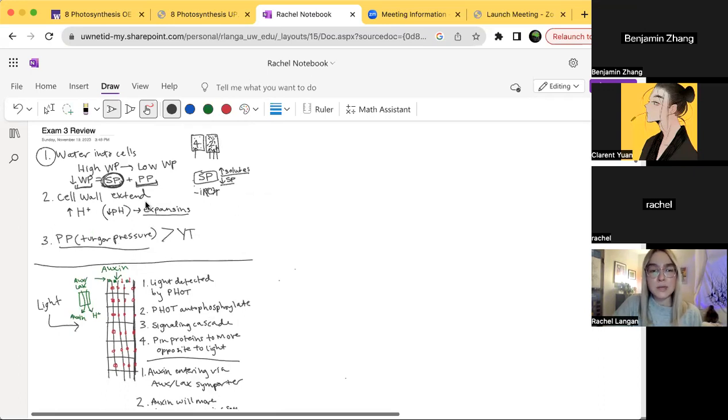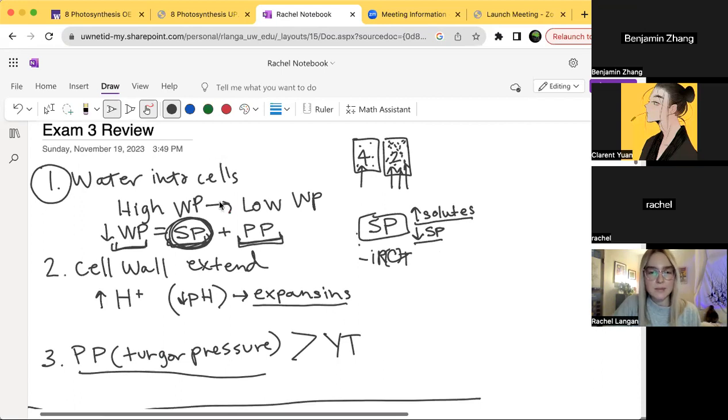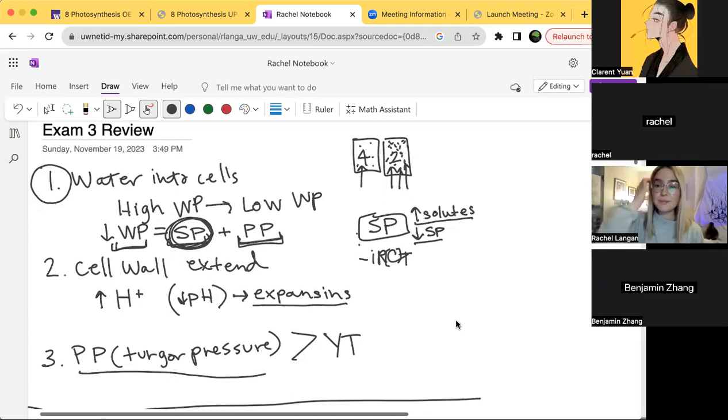And then you should also know the basics of water potential that I went over at the beginning. Like, could you calculate it, solute potential plus pressure potential? And do you understand that a lower water potential is going to have more water going in? Just that basic relationship. Okay, thank you. You're welcome. All right, next question.